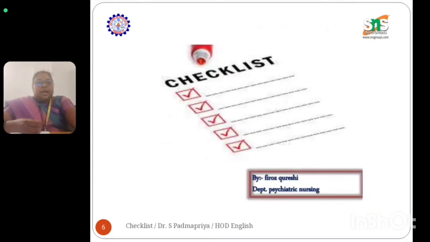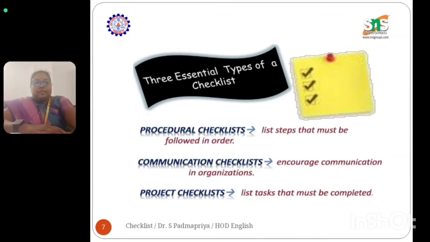So this is a sample example for the checklist. Usually this will be in this format. You will be putting a heading for your checklist, and after your heading you will be putting questions, and then we will have a checkbox where you will be answering either yes or no by putting a tick mark in the checkbox. So this is the actual format we follow in our day-to-day life.